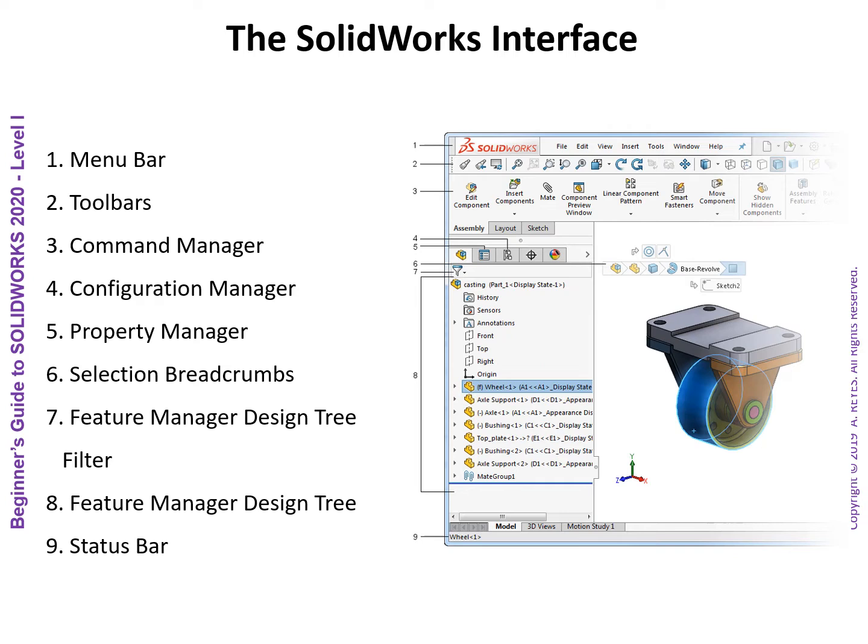So if you're doing an assembly, a part, extrusion, something like that. 7 will be your filter, so you can see how everything's laid out, what order it was done in. Or, that's the filter, I'm sorry. 8 is your feature manager design tree, so that's going to tell you how everything's laid out. On this particular example, they have the different parts that are part of the assembly. And then 9 will be your status bar.